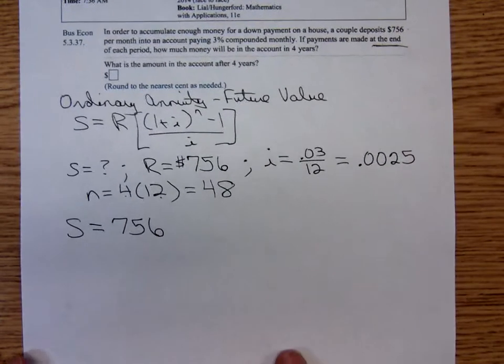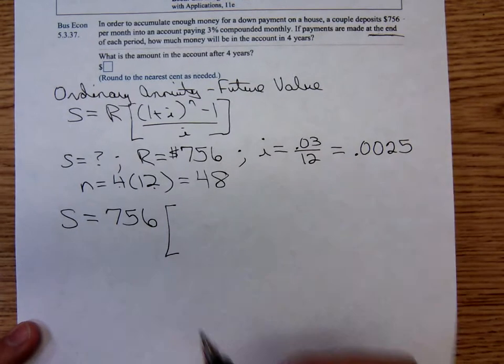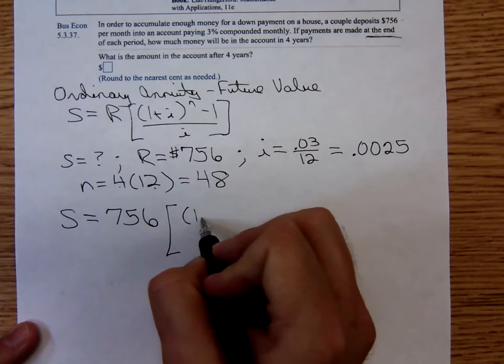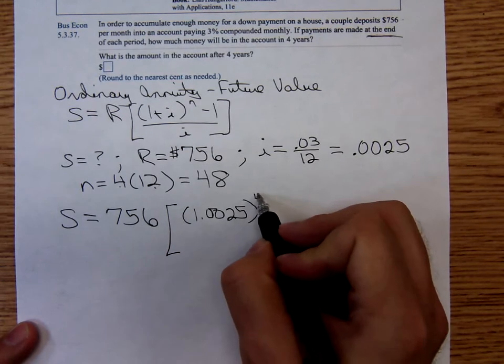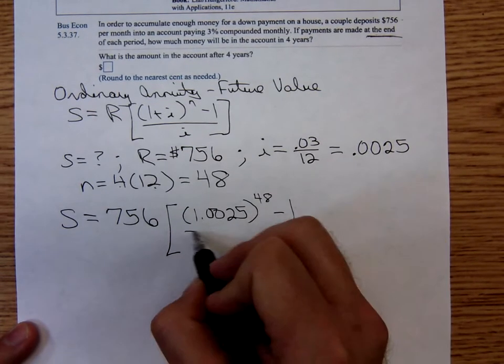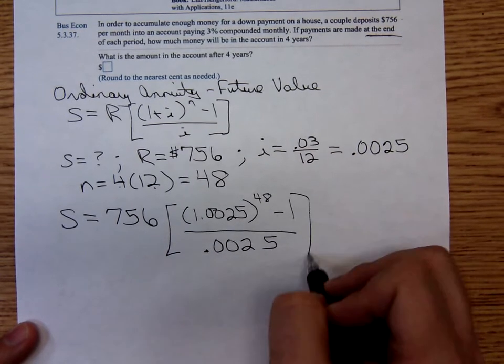So plugging the numbers into the formula, let me move my paper up a little. 1 plus i, I can do that in my head. That's just 1.0025 to the 48 minus 1, divided by 0.0025.